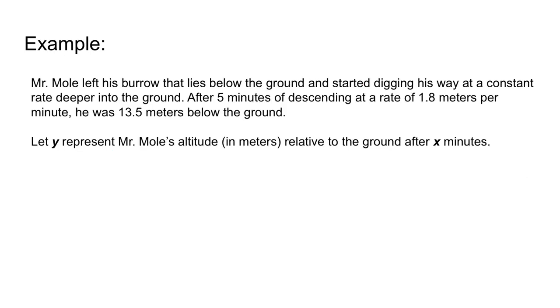Mr. Mole left his burrow that lies below the ground and started digging his way at a constant rate deeper into the ground. After 5 minutes of descending at a rate of 1.8 meters per minute, he was 13.5 meters below the ground. Let y represent his altitude in meters relative to the ground after x minutes. So we know x is going to be minutes, y is going to be his height or his altitude, which means our slope has to be his altitude per his minutes, or his meters per minute. That's going to be my slope. And I know that because that's what I would get if I divided the y by the x.